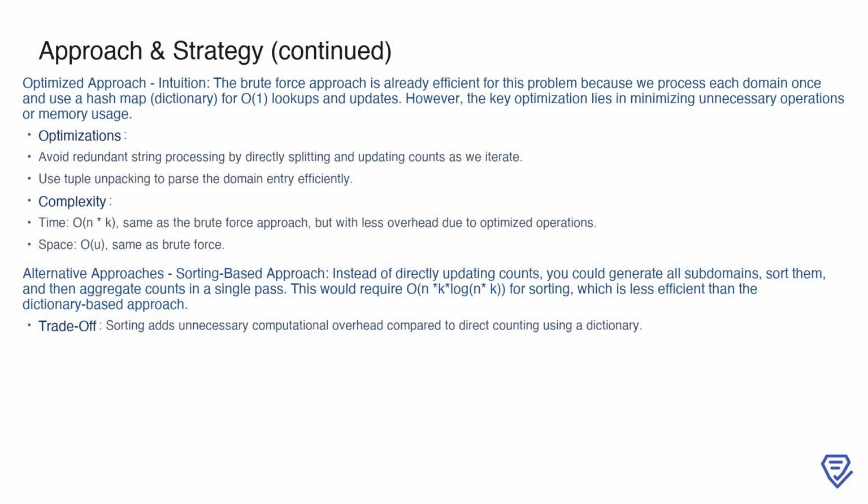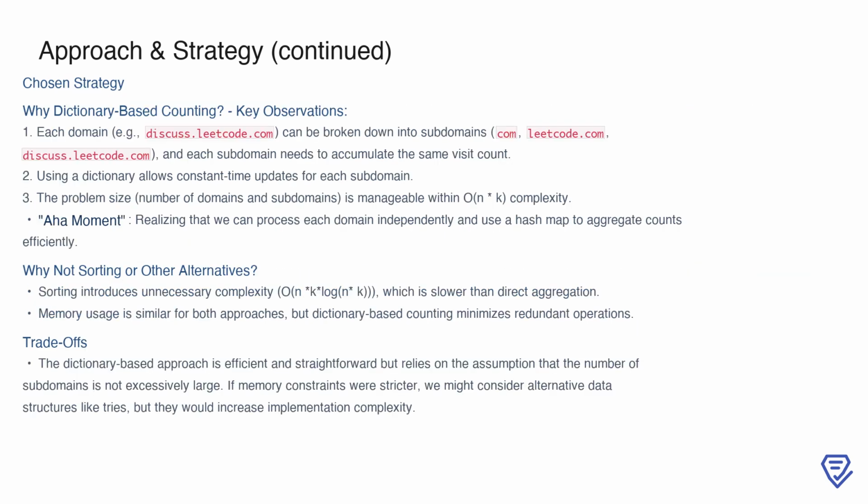We also considered an alternative sorting-based approach where all subdomains are generated, sorted, and aggregated in a single pass. However, this introduces a sorting step with a time complexity of n*k*log(n*k), making it less efficient compared to the dictionary-based approach. Sorting adds unnecessary computational overhead, making it a suboptimal choice for this problem. The dictionary-based counting approach was chosen as the most effective strategy for solving this problem.